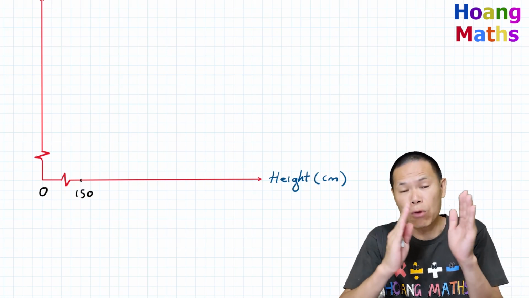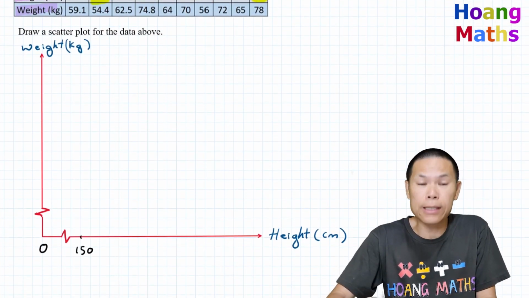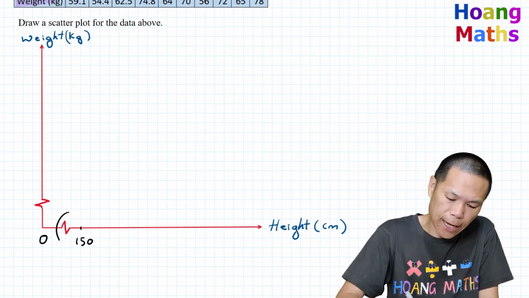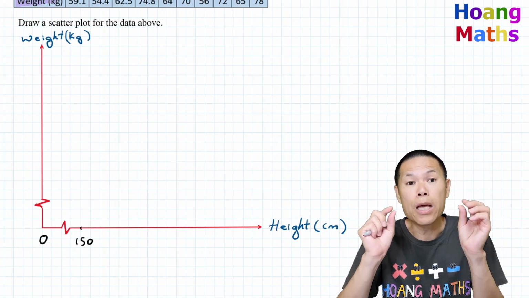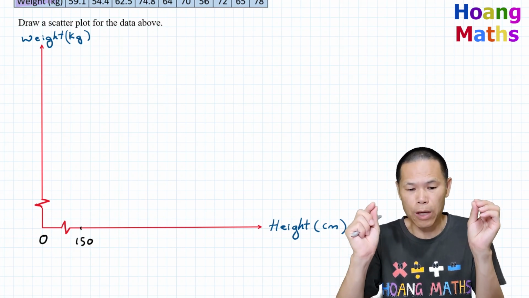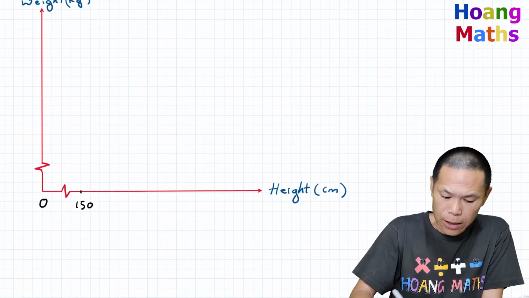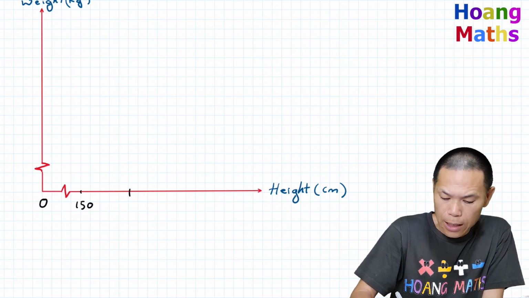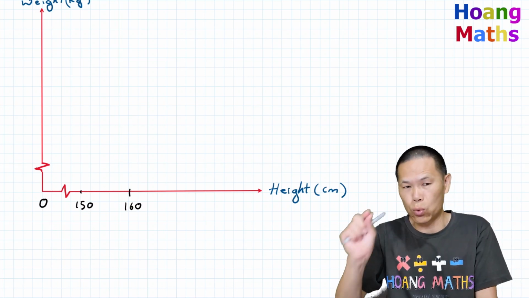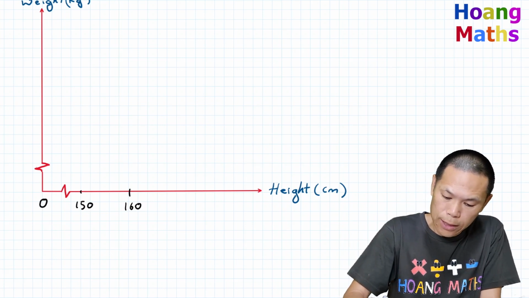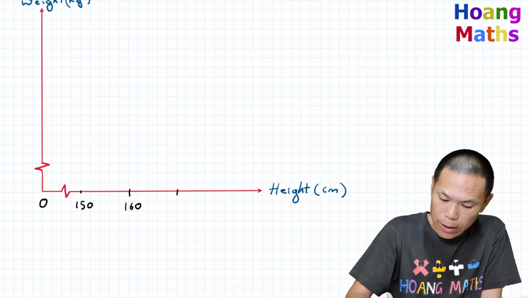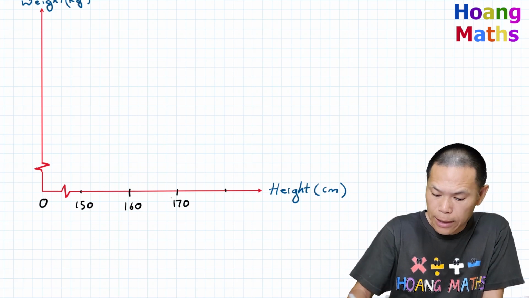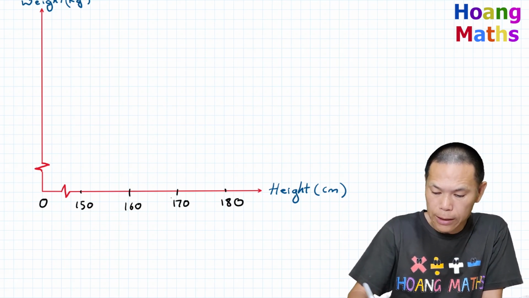Rather than start from zero all the way to 175, we will run out of space, okay? So what we do, we draw a zigzag here. That means there are numbers between zero and 150. Keep that in mind. So that's what it meant, okay? So 2, 4, 6, 8, 10, so that is 160. I've gone up by 2, okay? 2, 4, 6, 8, 10, so that is 170. And 2, 4, 6, 8, 10, so that is 180 centimeters.